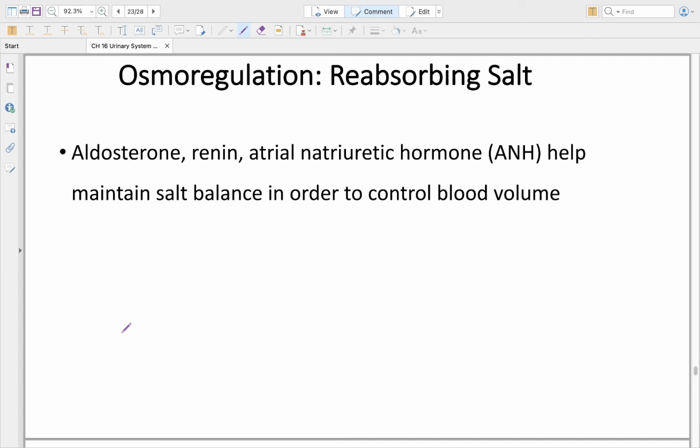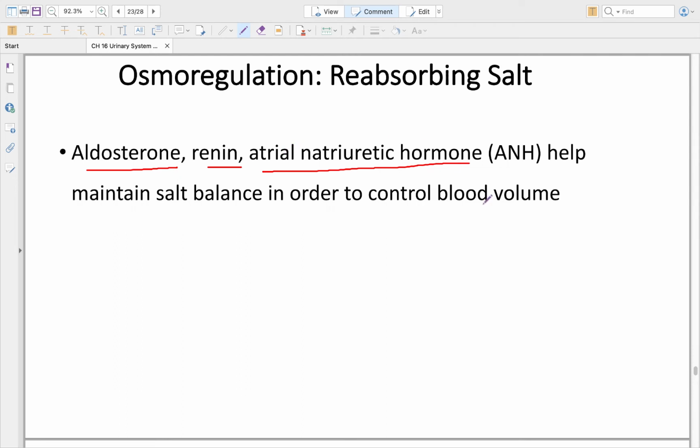With osmoregulation, this process is indeed completely associated with the reabsorption of salt. And what's interesting is that it's not just the kidneys that are playing a role here. There are actually quite a few hormones involved. We have aldosterone, renin, atrial natriuretic hormone, ANH, and we have ADH hormone.